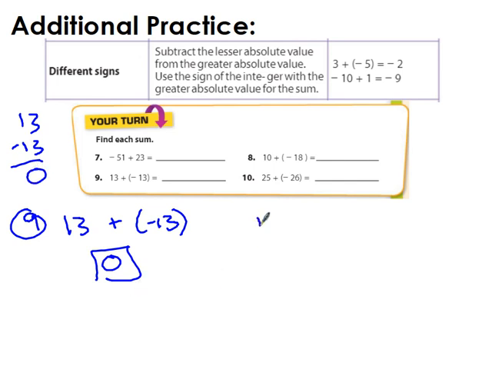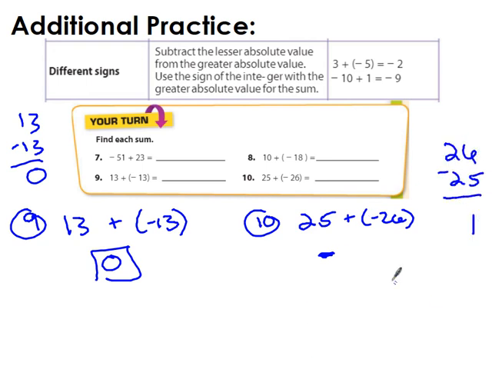Okay, for number 10, 25 plus negative 26. So with 25 plus negative 26, I have 25 positives, 26 negatives. So I have more negatives than I do positives, and so I know my answer has to be negative. Now I just have to subtract them to figure out what the difference between the two is and how many negatives I have left, and it's just 1. So my final answer is negative 1.